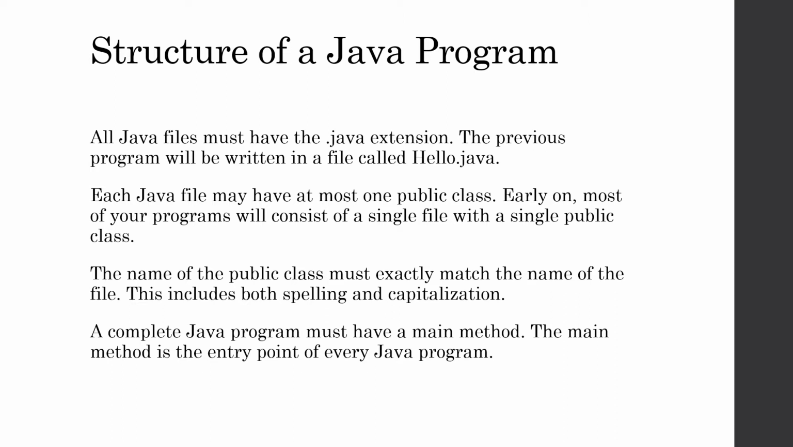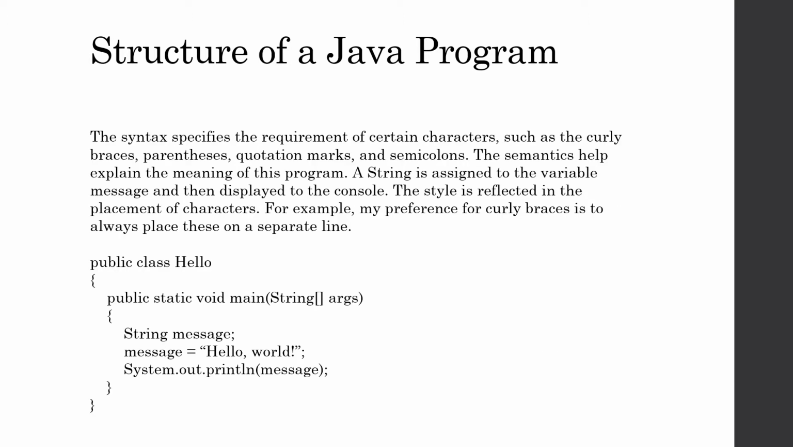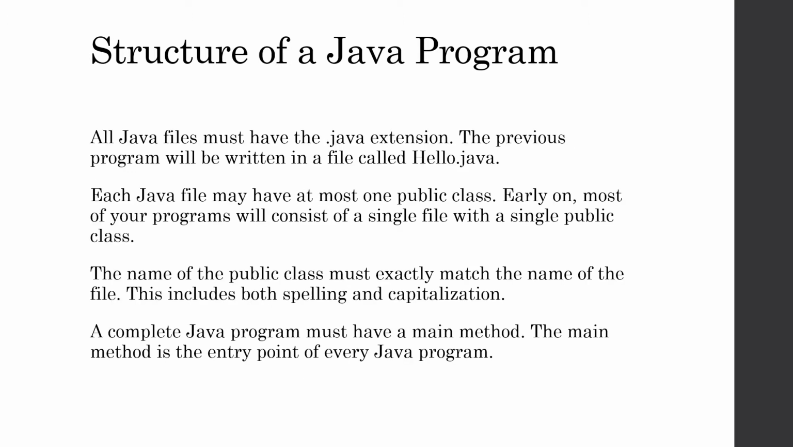A complete Java program must have a main method, and this main method is going to be the entry point of every Java program. If we look right here, we can see that on the next key line. You'll see public static void main, and then the parentheses and this extra little bit inside of it. That public static void main lets us know that that's the main method. Based on this rule, every one of your programs will have to have this main method.